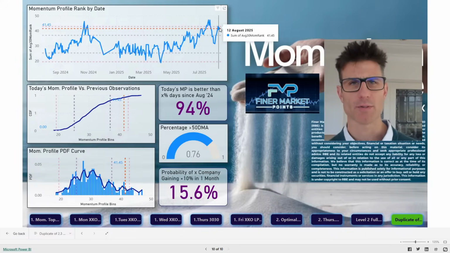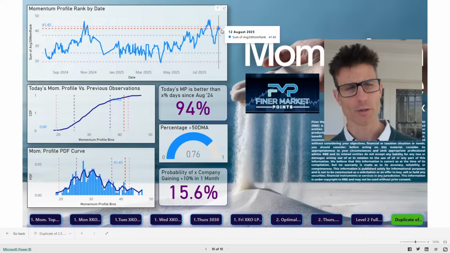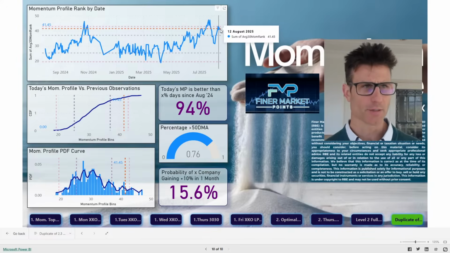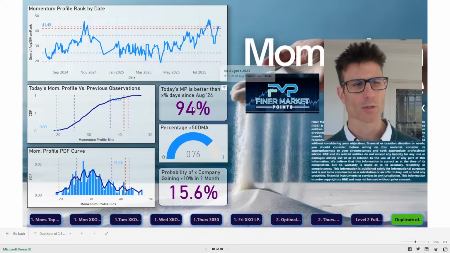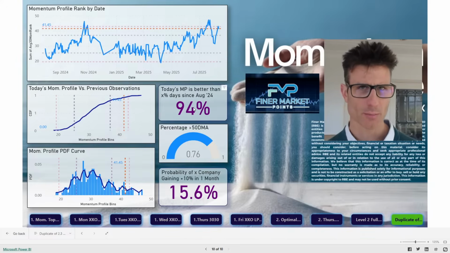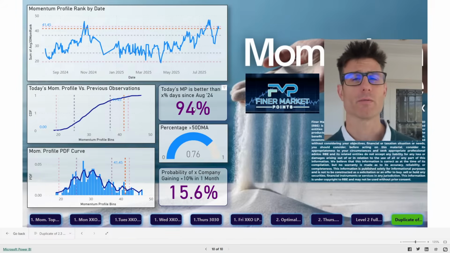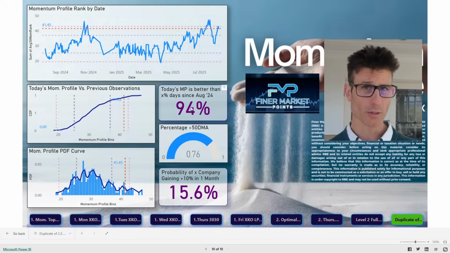We got 2 standard deviations again, and that is why on the 12th of August, we see the data as being that orange dotted line representing the momentum profile being better than 94% of observations within the last 12 months. That's this purple number here that you're familiar with.